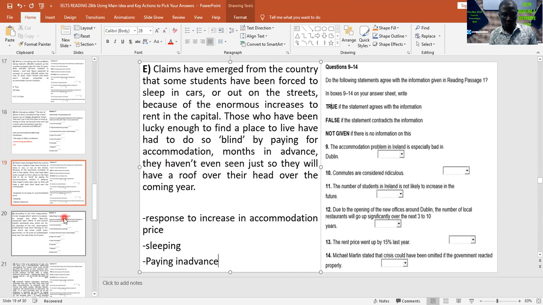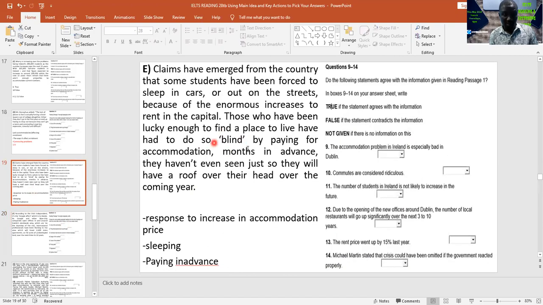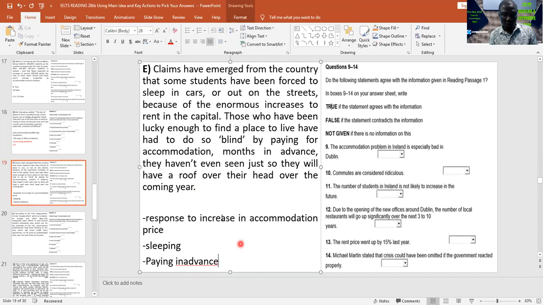Let me go to the question now. This peak, cause of the problem, no. Pricing data, regression, no, nothing regressing about it. IELTS choice, more like it because it was talking about people paying in advance and blind for what they are not seeing. So 8 is E. Yes, 8 is E.